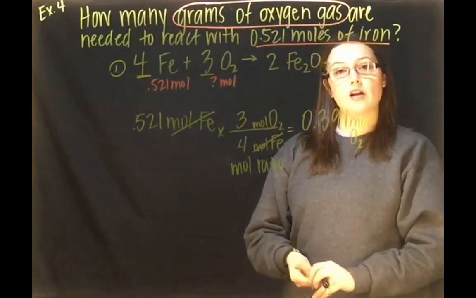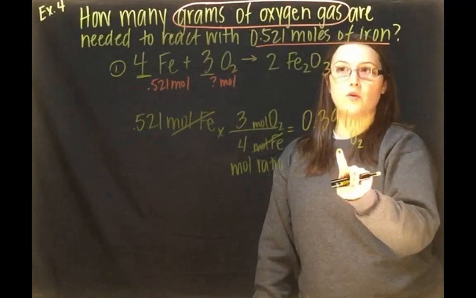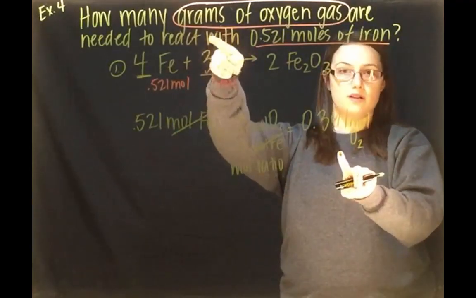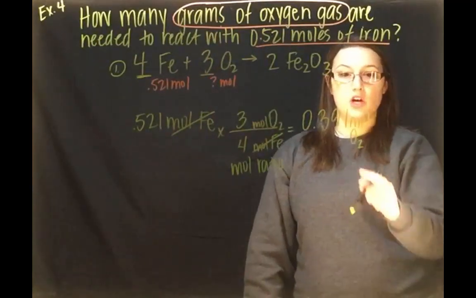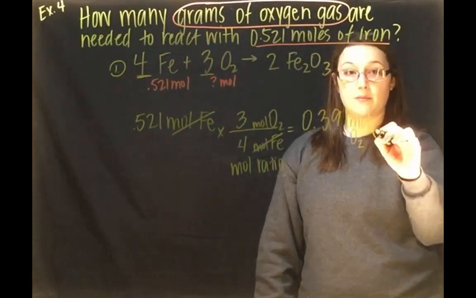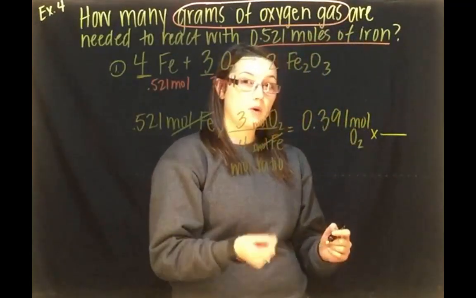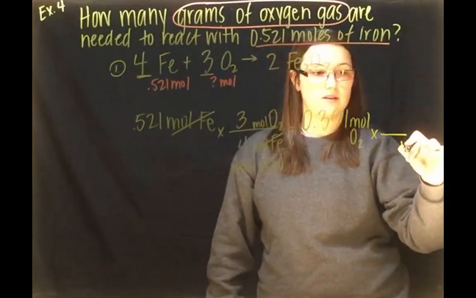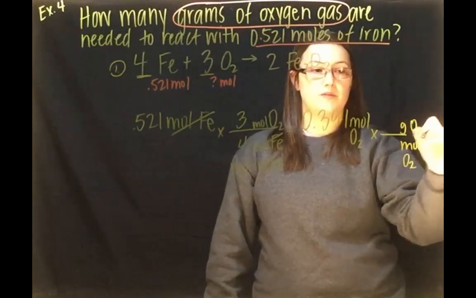Now step 4 is to convert to the desired unit. So check what I solved for here and check for what it wants. I have moles, it wants grams. So I need to take this a step further, and I need to go from moles to grams. From moles of O2 to grams of O2.